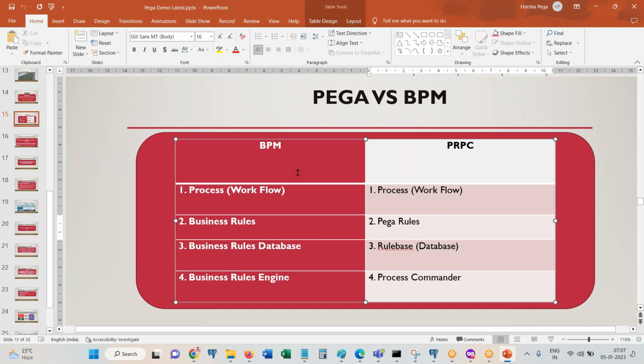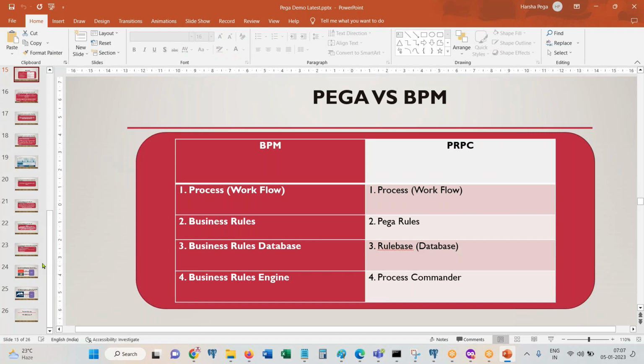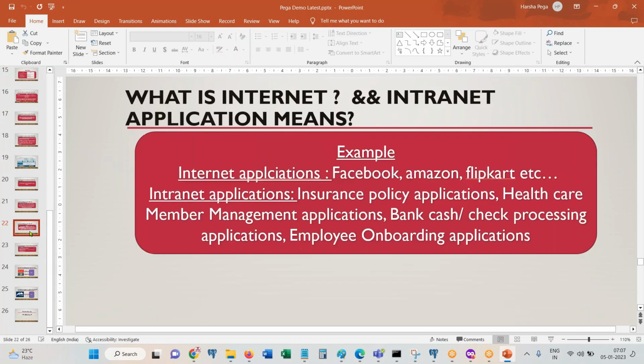It is not only PEGA. We have Appian, Cordys, Blaze, OutSystems, and so on. Many BPM tools are available. All of these are said to be BPM tools because they provide BPM solutions built on BPM methods. Understand? Next, we discussed that PEGA provides automation of the program.